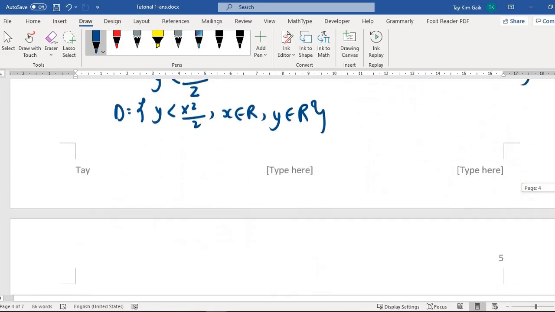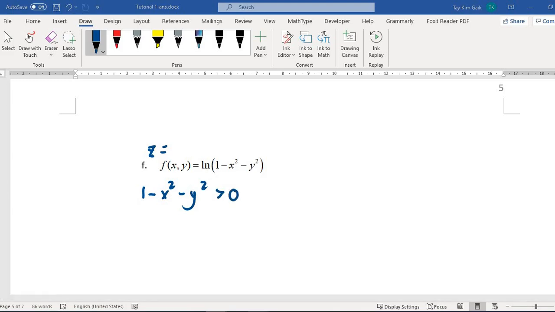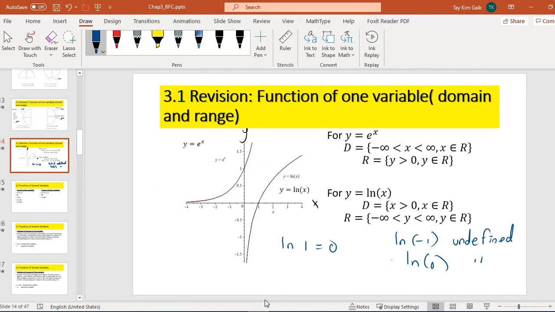We move to the next one. 2f, let z equal f(x,y) equal to ln(1 minus x squared minus y squared). Okay, for ln to be defined, you have to set the expression inside the ln positive. So that's why you set 1 minus x squared minus y squared positive. Look at the graph of ln. Must be positive only. Positive. Cannot equal 0, cannot be a negative value.